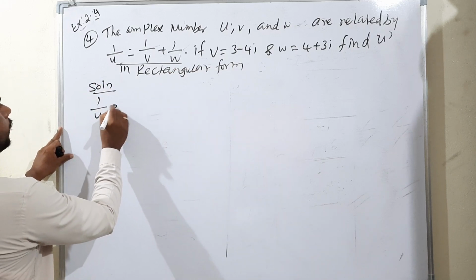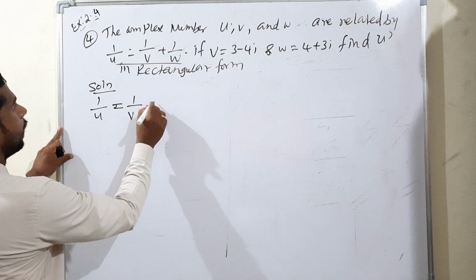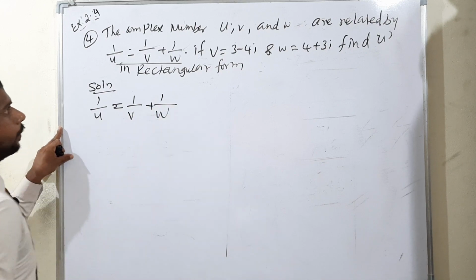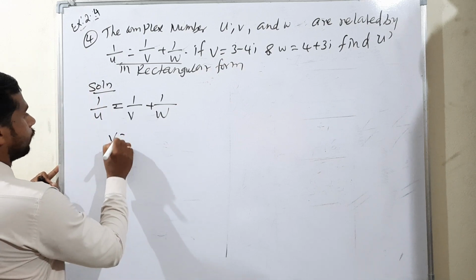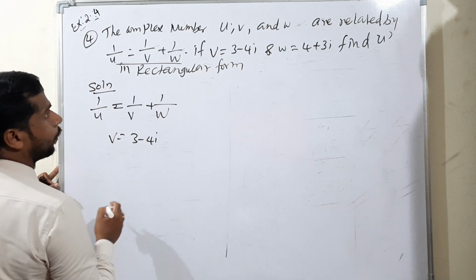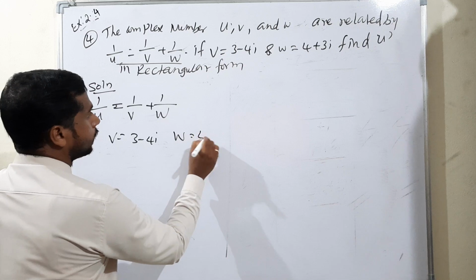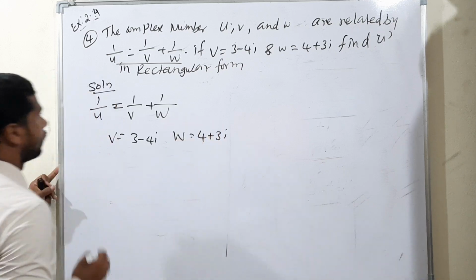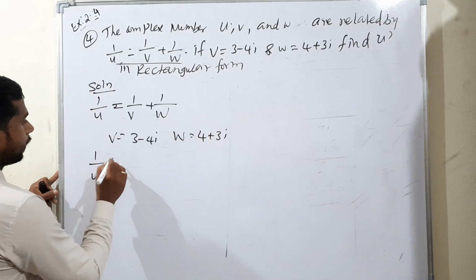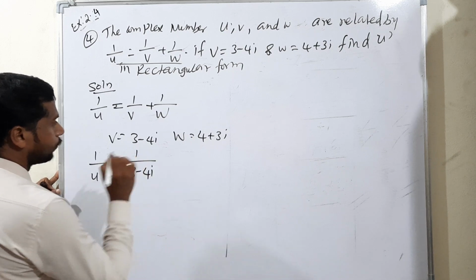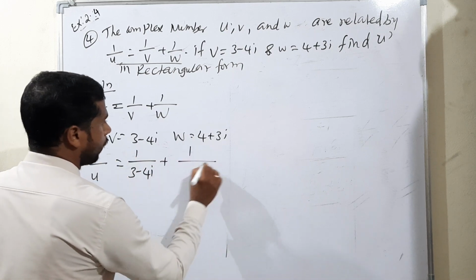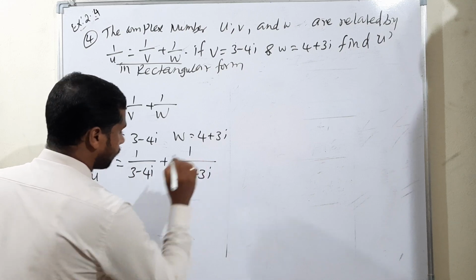1/u = 1/v + 1/w. The values are given. V is equal to 3 minus 4i, and w is equal to 4 plus 3i. So we apply 1/u = 1/(3 minus 4i) plus 1/(4 plus 3i).